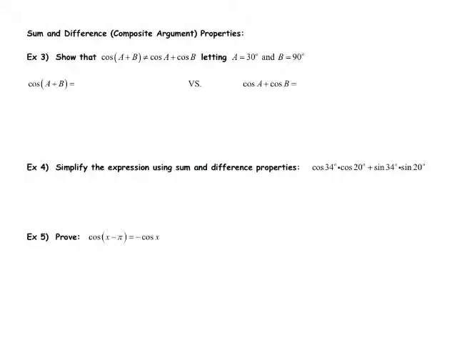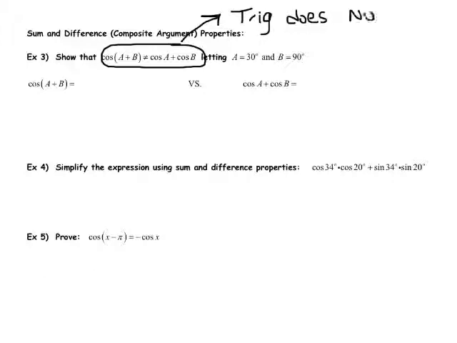All right, so now we're on to sum and difference. This is the third section of the back of your formula chart. So the sum and difference is cosine of A plus B compared to cosine of A plus cosine of B. What I'm trying to show you here by showing that they are not equal to, make sure that you're reading the not equal to, is that trig absolutely, without exception, does not distribute.